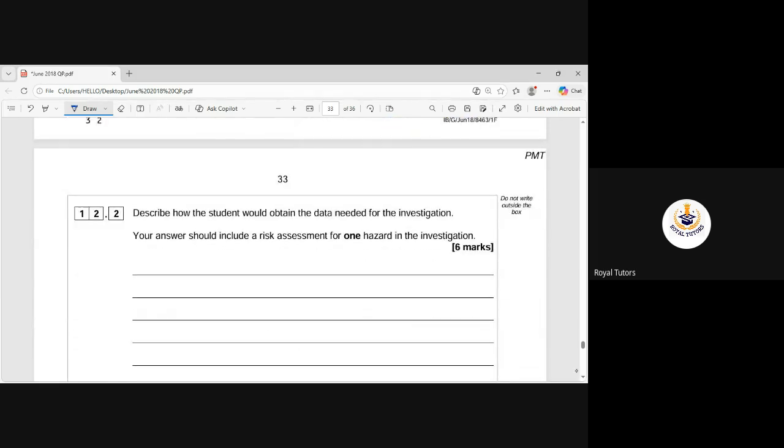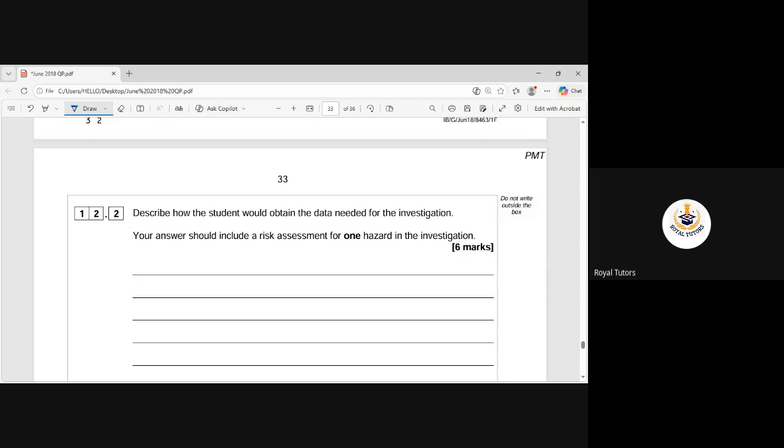They say, describe how the student would obtain the data needed for the investigation, and your answer should include a risk assessment for one hazard in this investigation. The first thing is that the length needs to be measured and varied. The current also needs to be measured, and the potential difference also needs to be measured, and this process needs to be repeated. Thereafter, you calculate the resistance for each of the lengths measured. Then you plot a graph of resistance against length. That is how you are expected to go about obtaining the data needed for the investigation.